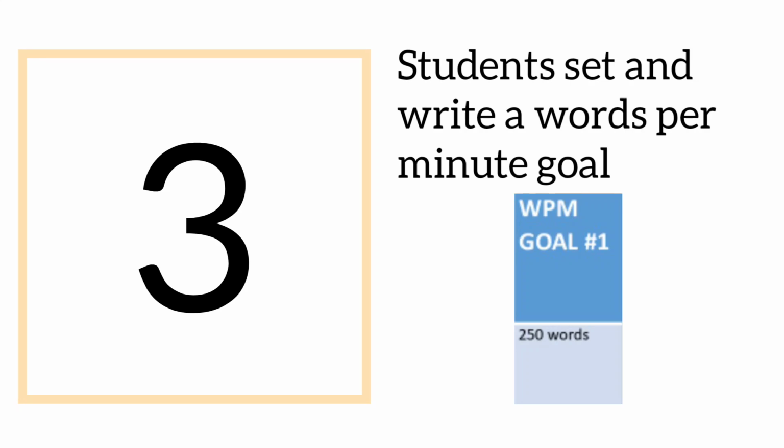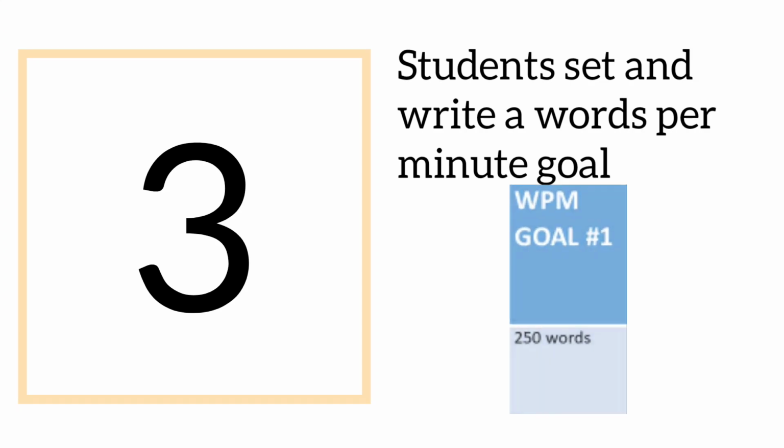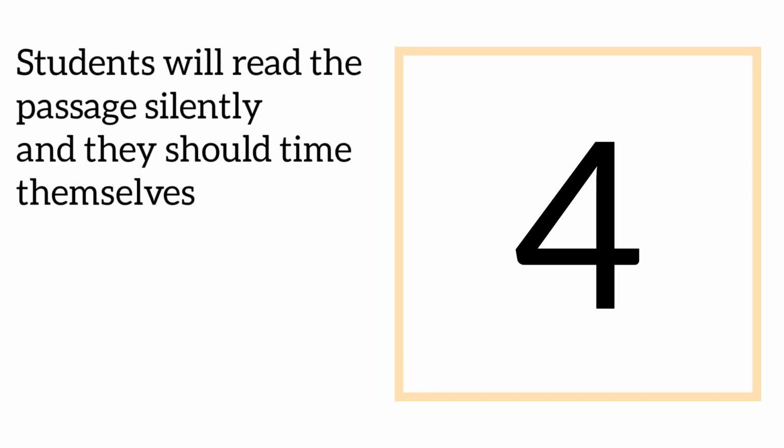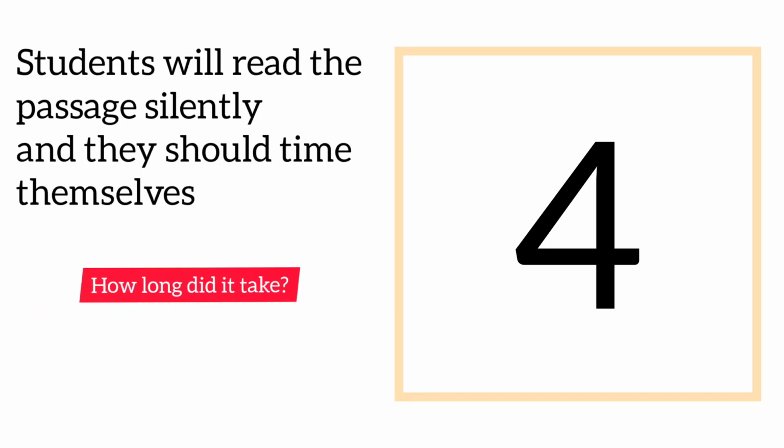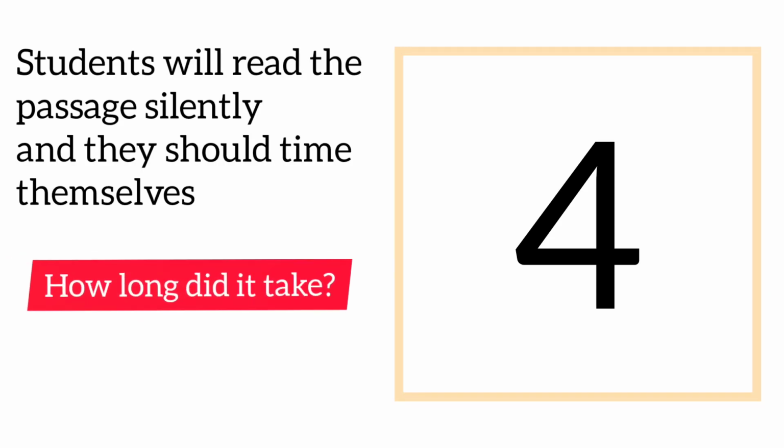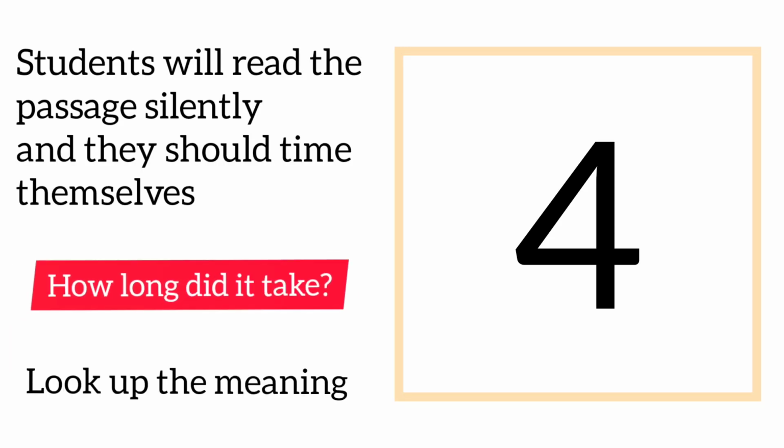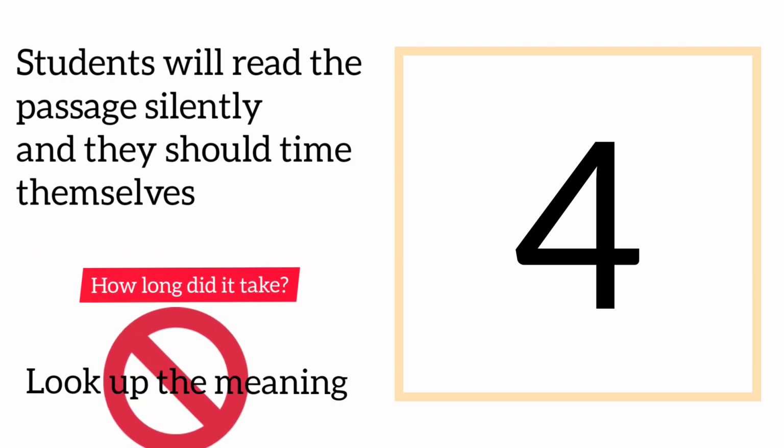At the beginning, they are not aware of how many words they can read, so I encourage them to read from 150 to 200 words per minute, depending on the level. Number 4, tell students that they will read the passage silently and they should time themselves. When they finish, they will check how long it took them to read. Tell them as they read, they should not look up the meaning of the words they do not know.